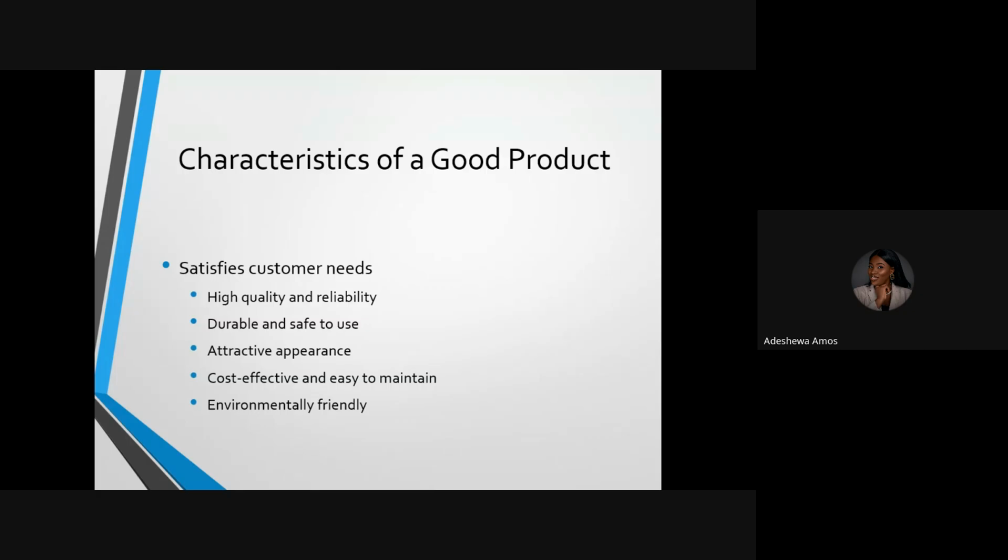Then we have environmentally friendly. We know that businesses are now going green. They are trying to be sustainable, okay. Everyone is practicing sustainability. So the product that you are going to produce should not be harmful to the society in terms of packaging, in terms of usage. It should be something that they can recycle, maybe something that can be reused. So it should be environmentally friendly. So that is that on the characteristics of good products.